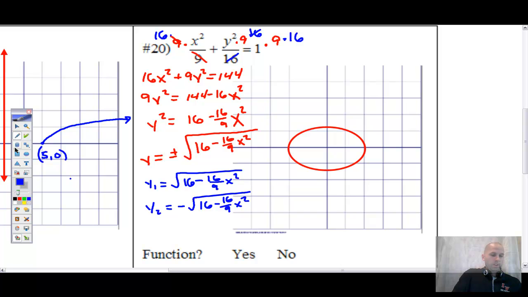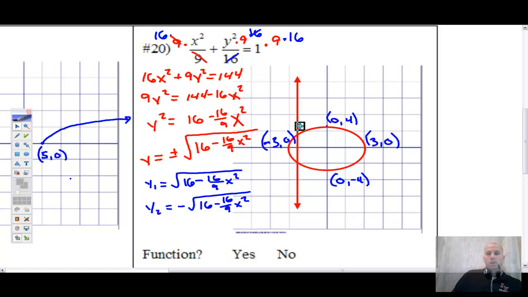If you hit the trace button, there's other ways as well, but if you hit the trace button, it'll give you what these intercepts are. Here we're going to get 4 and a negative 4. Excuse me. And then here we're going to get 3 and negative 3. Is this a function? No, because if I run a vertical line over this, I can hit the graph in more than one place at a time.